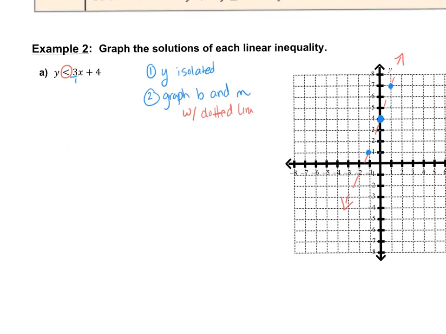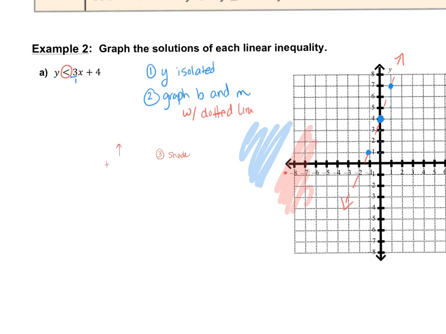And step 3 is the shading. The shading part confuses people. What we're trying to do is see, are we going to shade this side, or are we going to shade this red side? I'm going to leave them both shaded for a second. Notice that the 0, 0 point, the origin, falls in the red. You can pick whatever point you want. I'm going to test 0, 0.